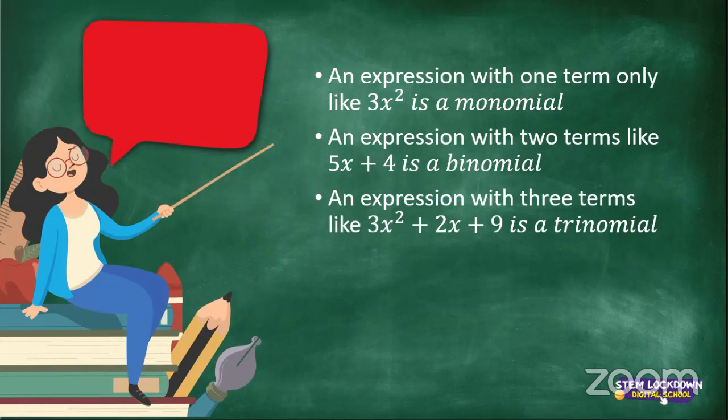And of course, those are different expressions. The first one, monomial, has got only one term. And the second one, 2 terms, that's a binomial. An expression with 3 terms, it's a trinomial.